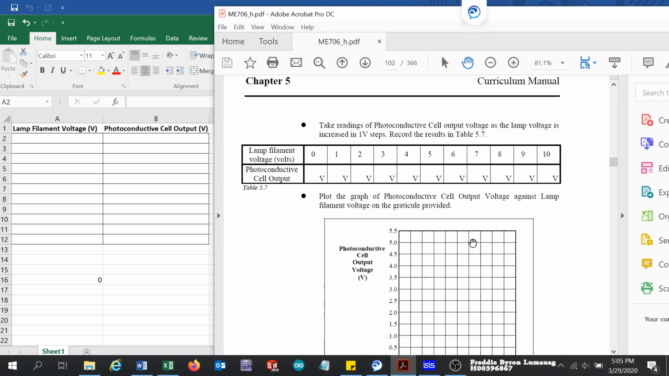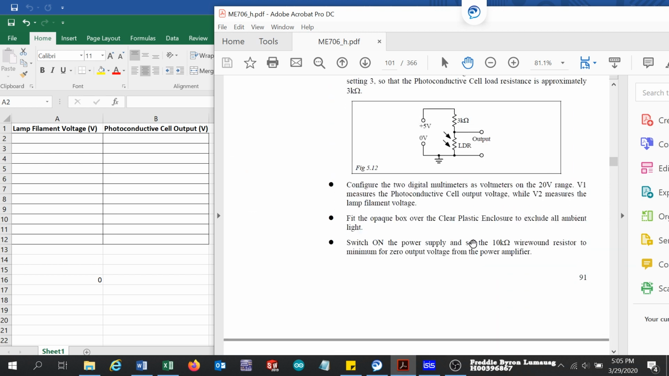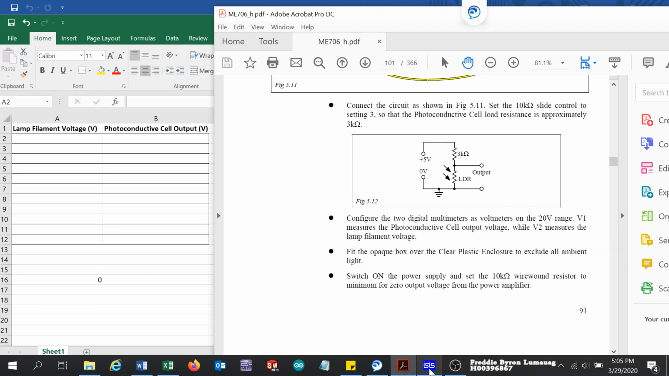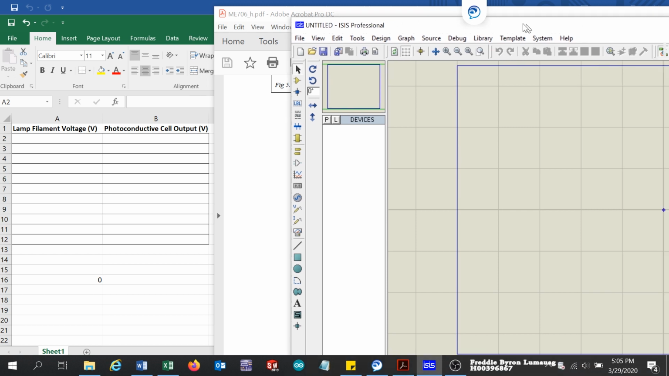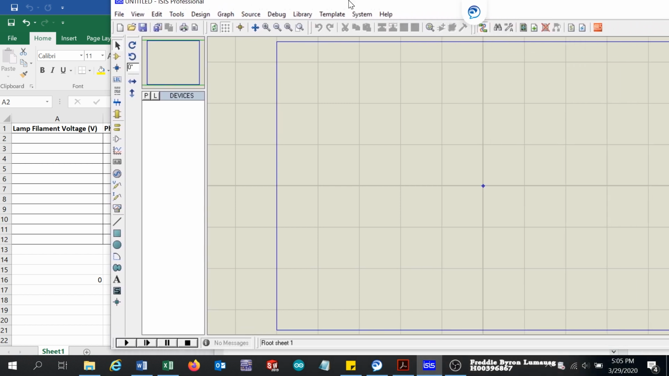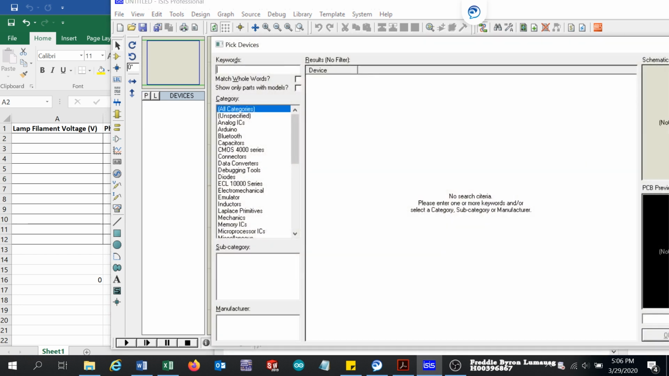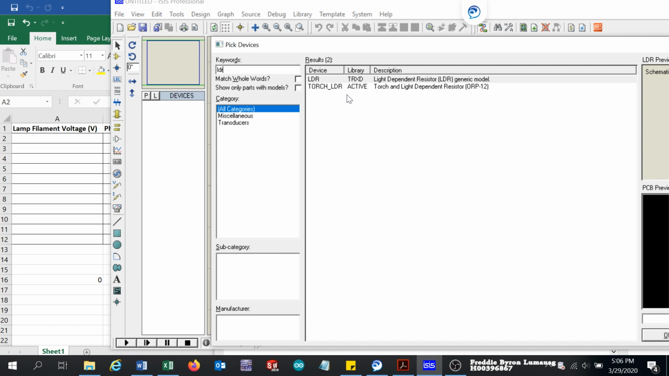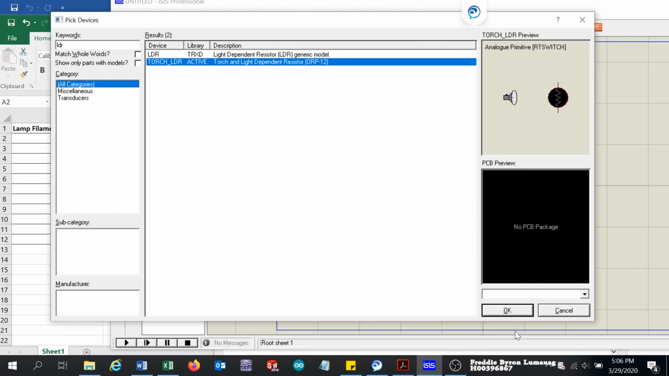We will now create a circuit just like this one. So I will use this software, and I will take an LDR. We have the torch and the LDR here. So I will use this torch, and I will click OK.